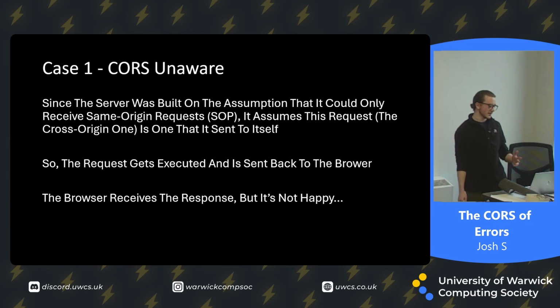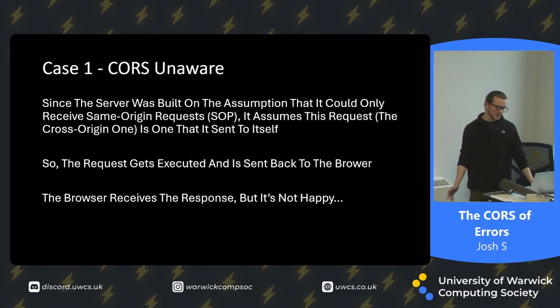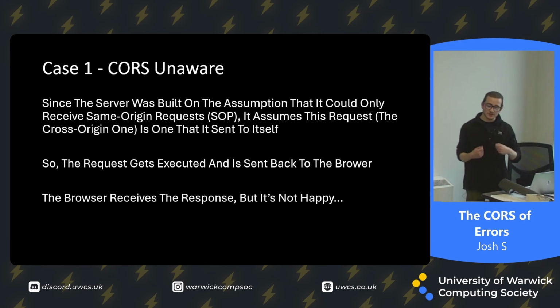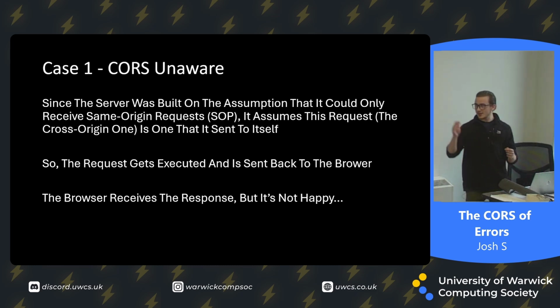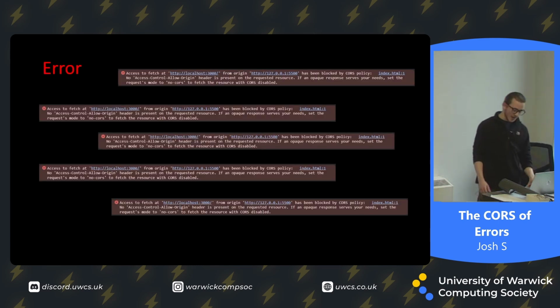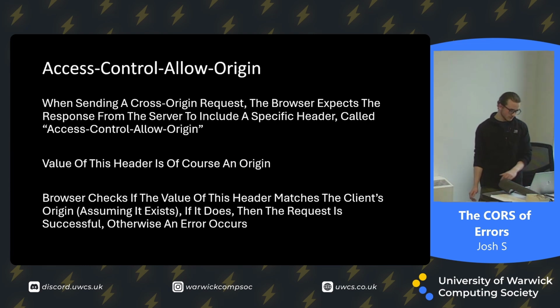So in the first case, the server is not aware of CORS. And since the server was built on the assumption that it could only receive same origin requests, it assumes it's a request that it must have made to itself. So the request gets executed, and it's sent back to the browser. The browser receives the response, but it's not happy. These are errors. So why do CORS errors happen?